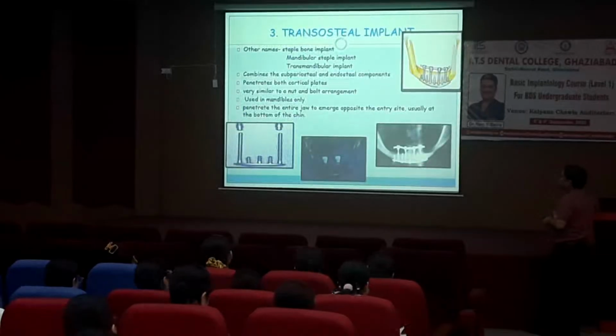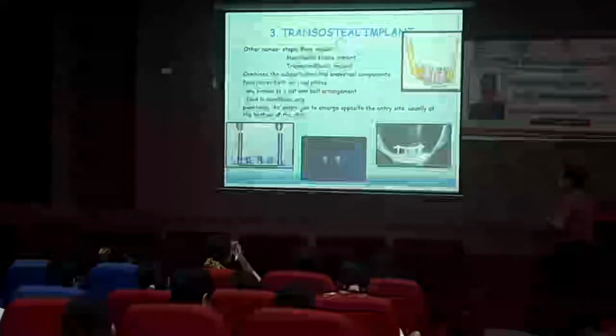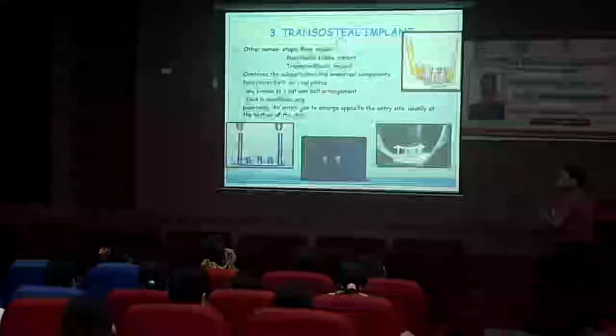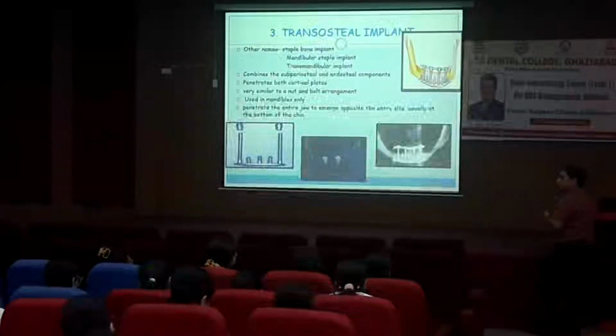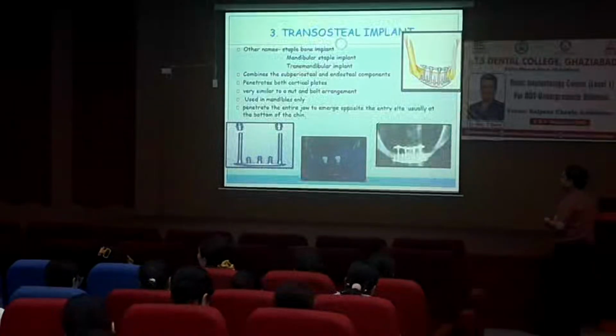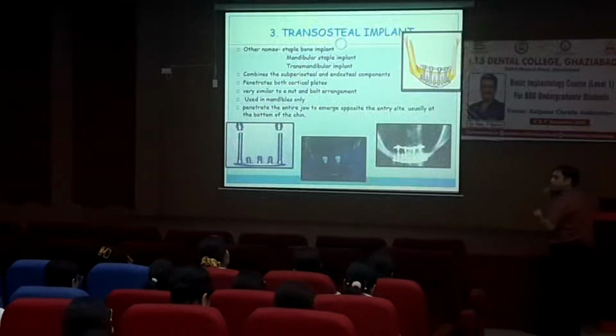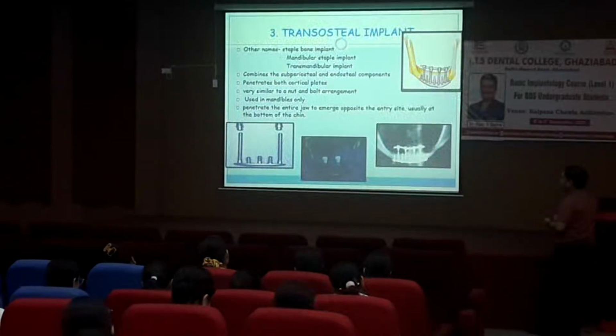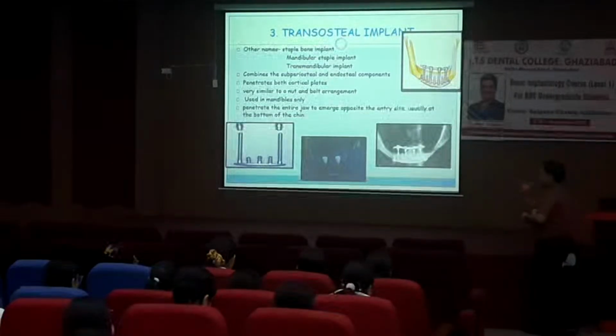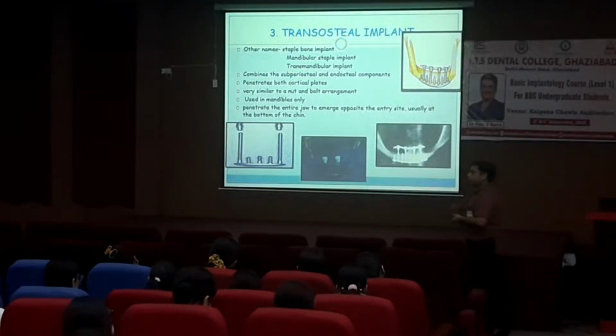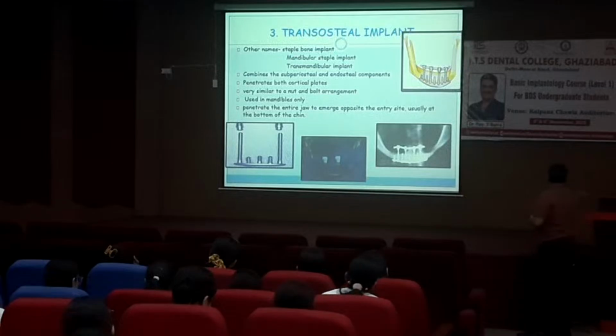Third, transosseous. The other names are staple bone implant, mandibular staple implants, the transmandibular implant. That means from the alveolar bone till the basal bone, you can put an implant. Very similar to the nut and bolt arrangement. एक ऊपर लगाया, एक नीचे लगाया, नट लगा के उसको टाइट कर दिया. Used in mandible only and penetrates the entire jaw to emerge opposite the entry side, usually at the bottom of the chin. तो ऊपर बोल्ट है, नीचे एक प्लेट फॉर्म है, पूरा का पूरा इम्प्लांट करके उसको टाइट कर देते हैं. But these implants are not used nowadays.